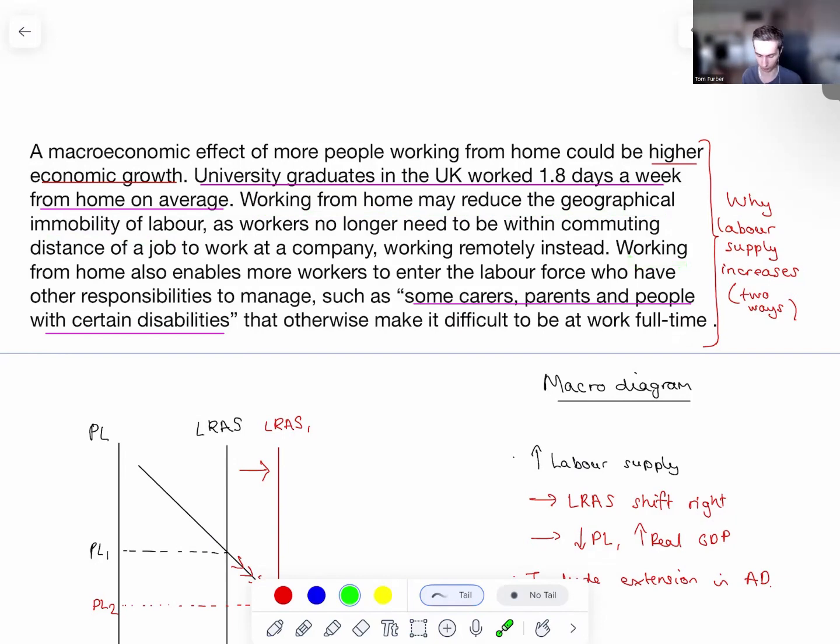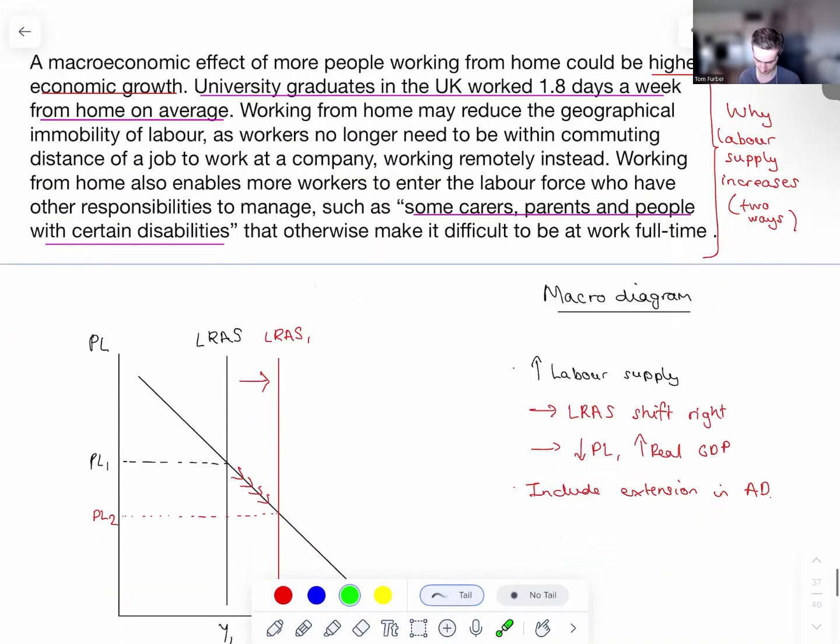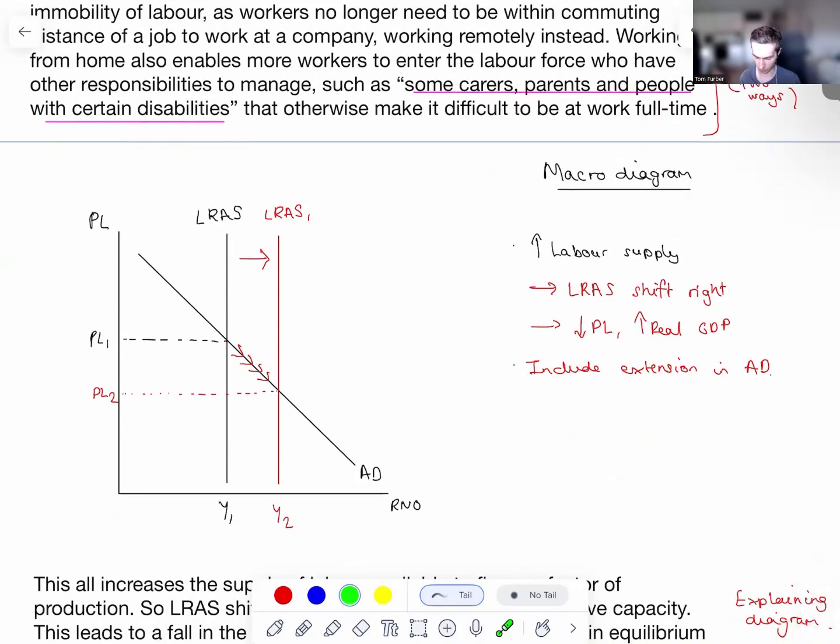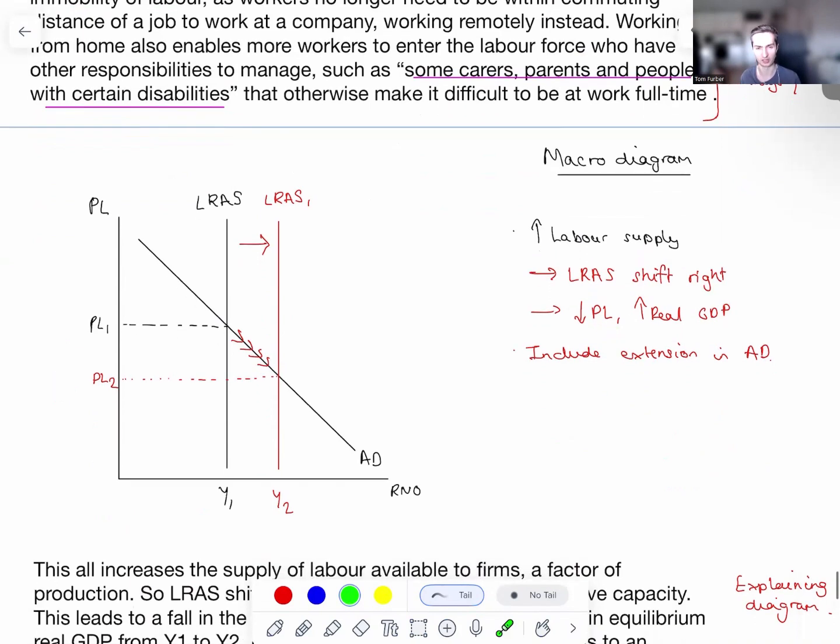Working from home also enables more workers to enter the labour force who have other responsibilities to manage, such as carers, parents, and people with certain disabilities that are mentioned in the extract. And those responsibilities might otherwise make it difficult to work full-time in the office. So this is going to shift LRAS to the right. If you have an increase in the quantity of a factor of production, like labour supply, LRAS shifts right. That lowers the price level in equilibrium from PL1 to PL2 and increases real GDP from Y1 to Y2. This also causes an extension in AD to move from the original equilibrium to the new equilibrium.